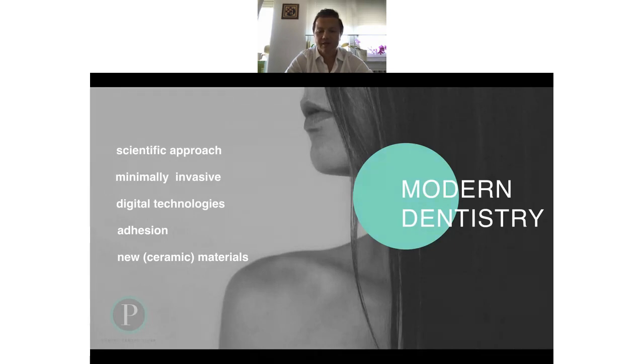Nowadays, to be a modern dentist, you have to be minimally invasive, you have to be digital, you have to be scientifically based in everything you do, because technology is taking you further, pushing you further. To be honest, you can be a modern practitioner if you prepare minimally and you have new ceramics, new adhesion methods, good cements, and this is what I mean by modern dentistry.